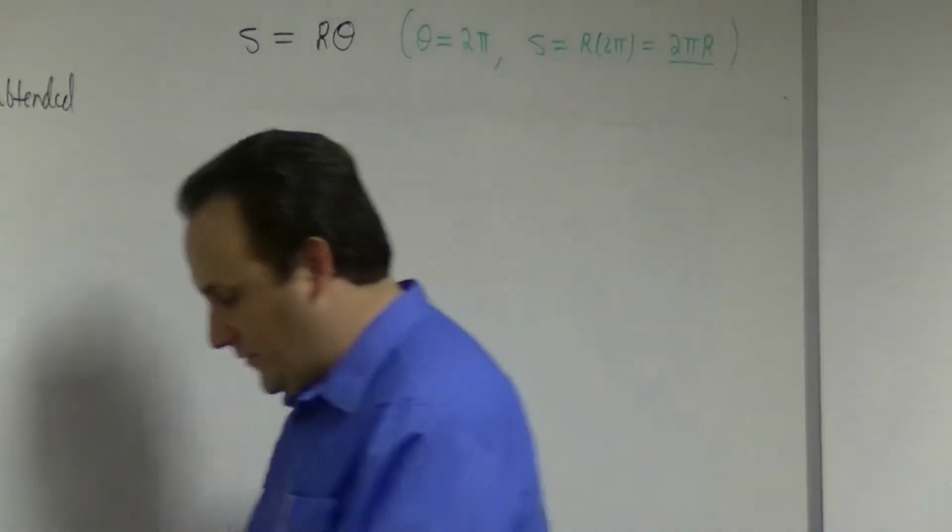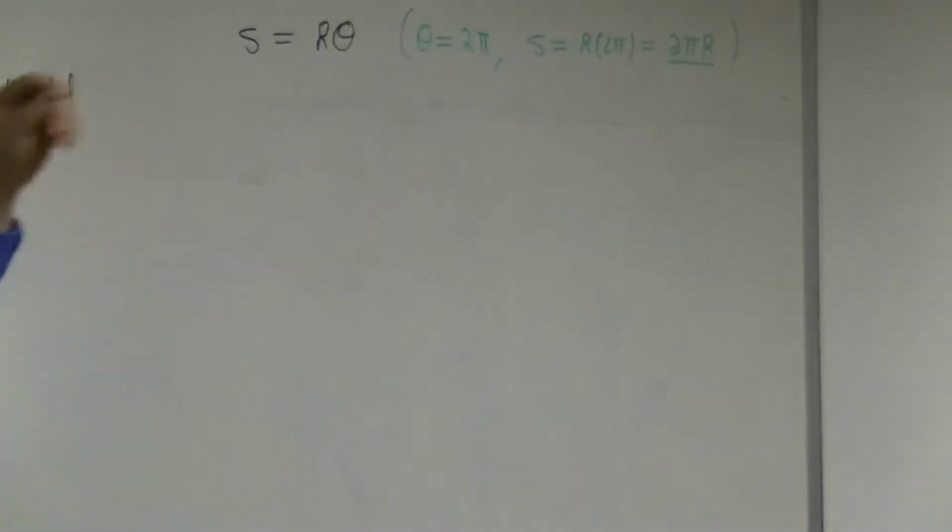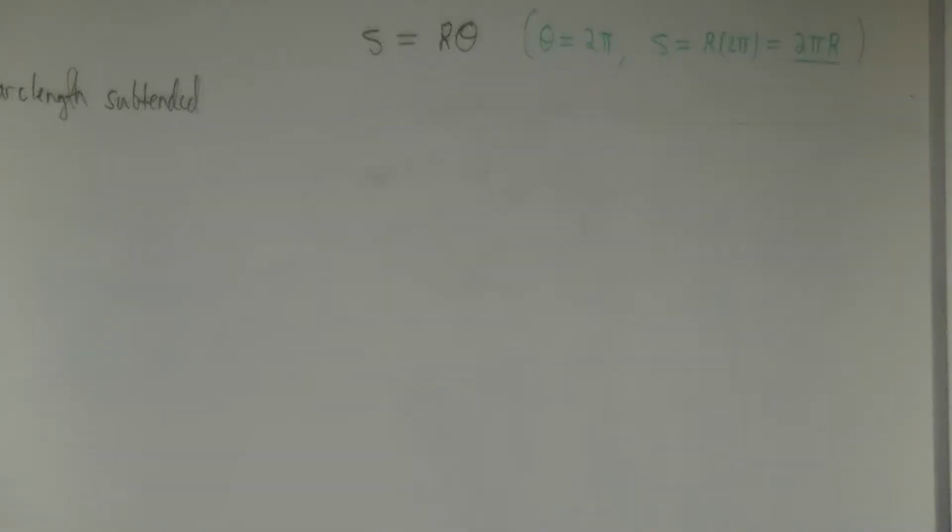All right. So once you know that arc length s is equal to r theta, then what do we always do in here? Once we have some sort of fundamental relation, for example, we had center of mass. What do I do next?